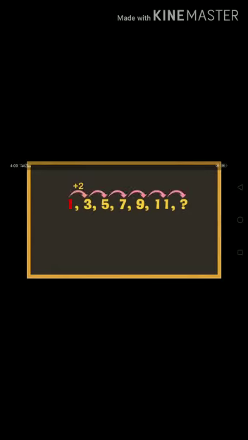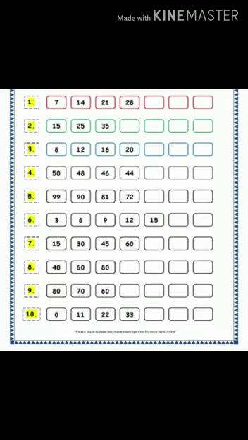So we will start at 1. 1 plus 2 is 3. 3 plus 2 is 5. 5 plus 2 is 7. 7 plus 2 is 9. So we will keep adding 2 each time and then we will get the next number. Now we will add 2 to 11 and we will get 13. Once you understand the pattern, you can easily complete the number patterns.